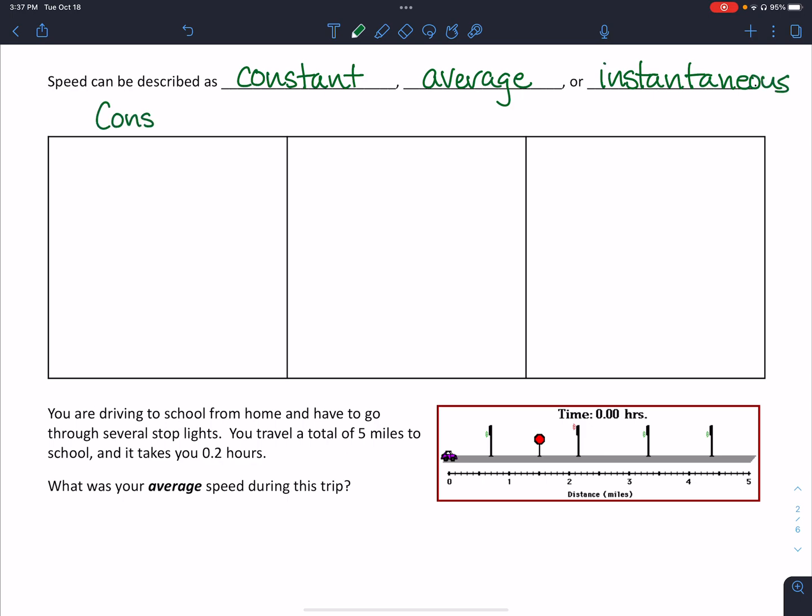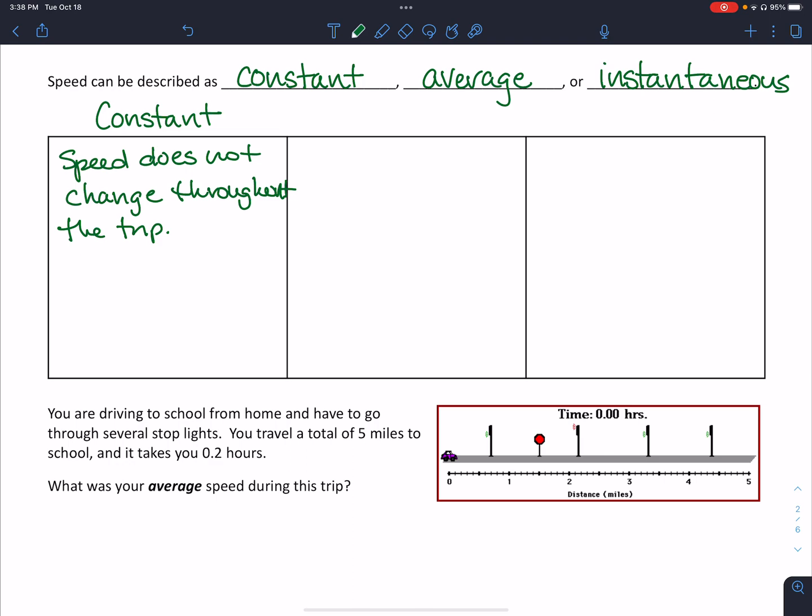Let's start with constant. All right, if you say that an object is moving at constant speed, that means the speed does not change throughout the trip. A great example of when you move at constant speed is if you're driving on the highway. That tends to be the spot where you move at the same speed the entire time.